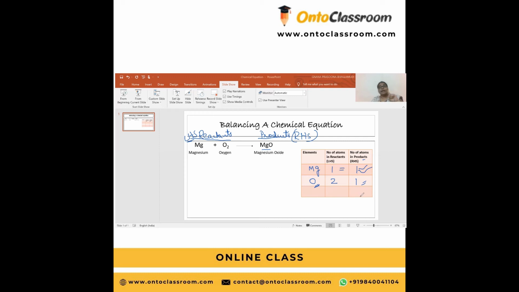But our law says that energy can neither be created nor destroyed. So whatever energy is used, that much energy should be there in the products also. Both sides should be in equilibrium, so we have to balance this chemical equation. Whenever we are balancing a chemical equation, generally we start with the larger number of atoms or molecules. We see which element has the larger number; it can be in the reactants or in the products.